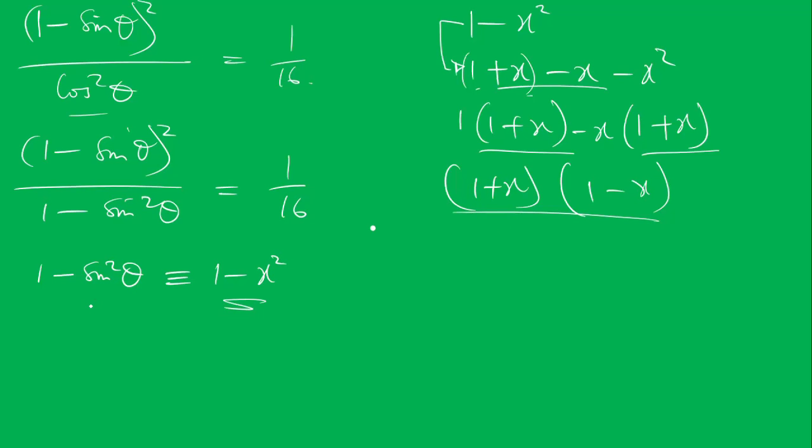That means 1 minus x square, that is 1 minus sine square theta, is equal to 1 plus sine theta bracket open 1 minus sine theta.